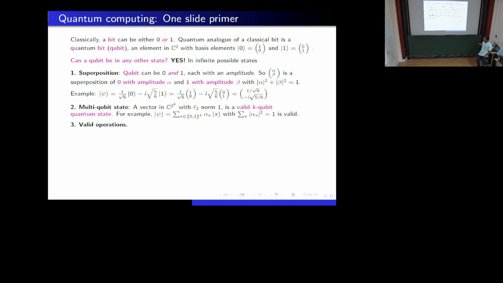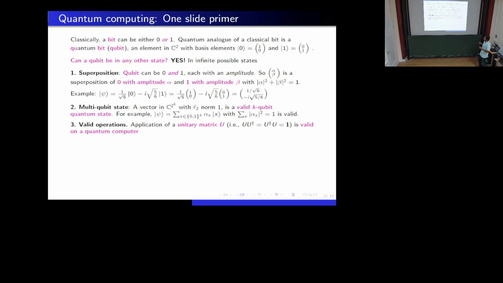What's a valid operation on a quantum computer? Again, I'm not going to go too much into this, but you can just think of any unitary matrix that you apply onto my quantum state, my vector which has L2 norm 1, as a valid operation on a quantum computer. So that's all there is.